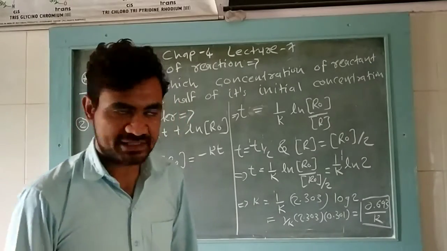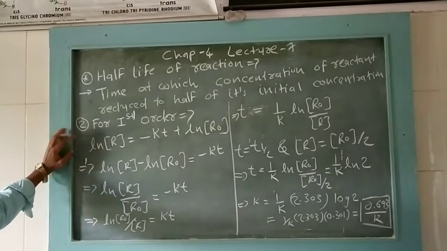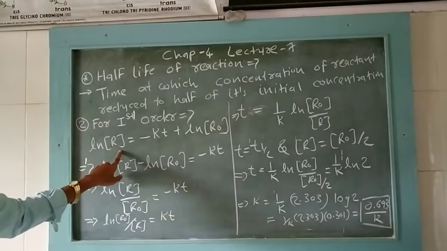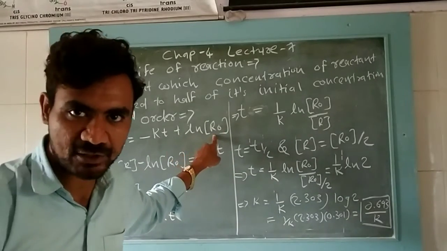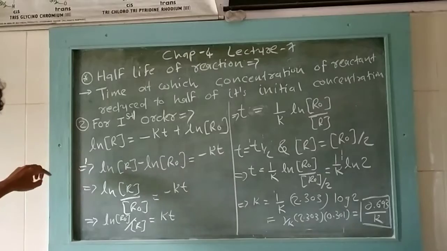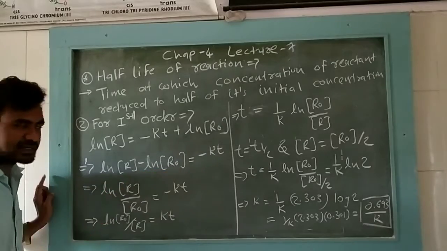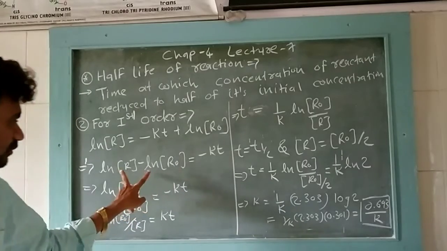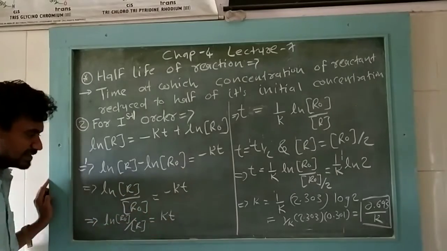Now for first order reaction, the same method we will follow here. First, write down the integrated rate equation. For first order reaction, that equation was ln R is equal to minus Kt plus ln R0. R0 is the initial concentration of reactant. R is the concentration of reactant at time t. Now I am changing the sign of ln R0. So ln R minus ln R0 is equal to minus Kt. Now the minus sign is there between two logarithms, so the two values will be in division. So ln (R divided by R0) is equal to minus Kt.